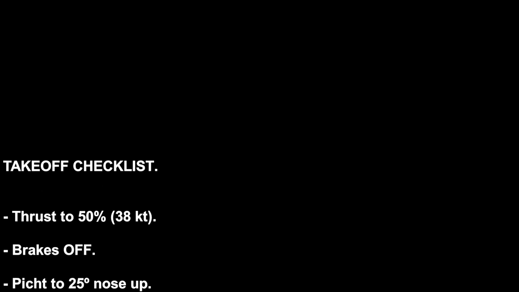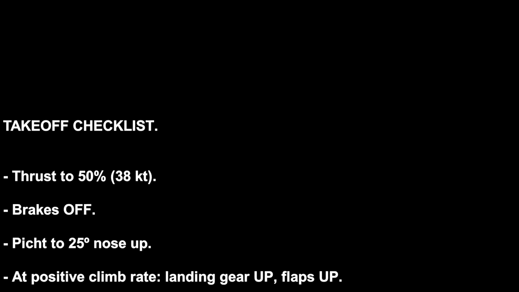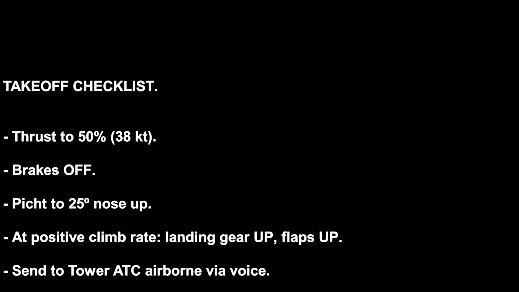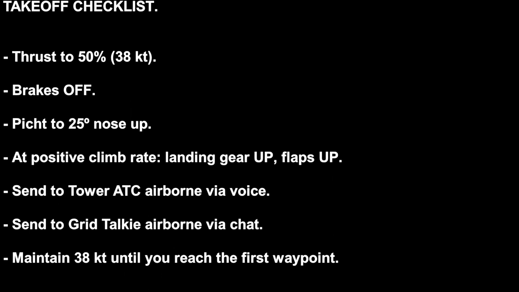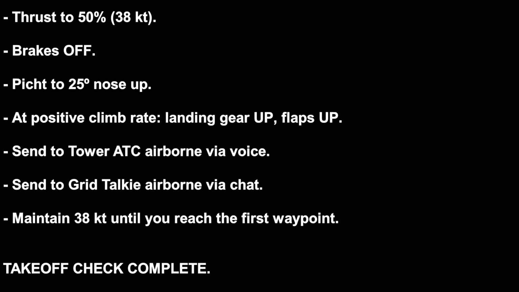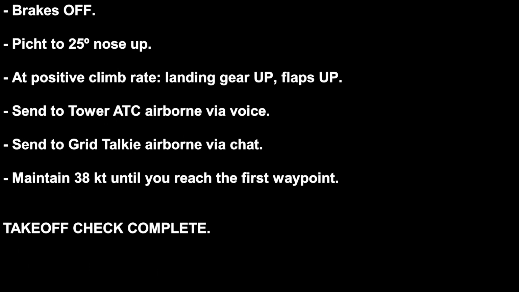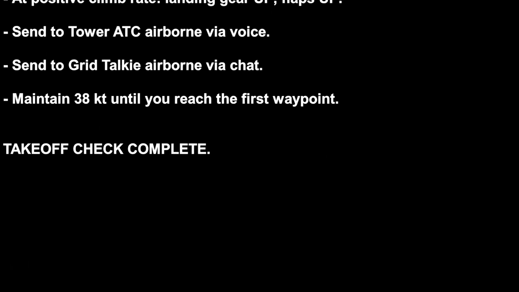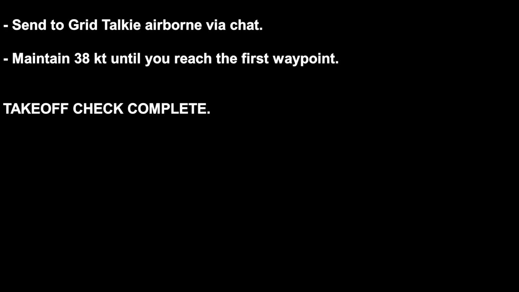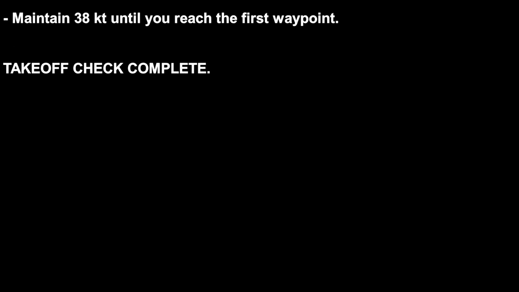Takeoff checklist. Thrust to 50%, 38 kT. Brakes off. Pitch to 25° nose up. At positive climb rate, landing gear up, flaps up. Send to tower ATC airborne via voice. Send to Grid Talkie airborne via chat. Maintain 38 kT until you reach the first waypoint. Takeoff check complete.